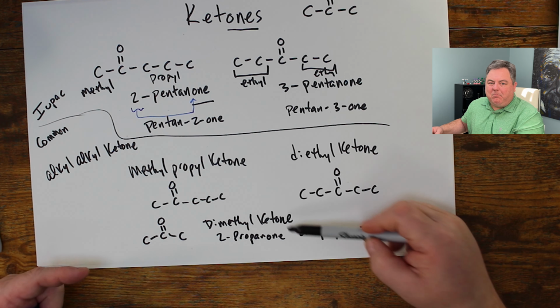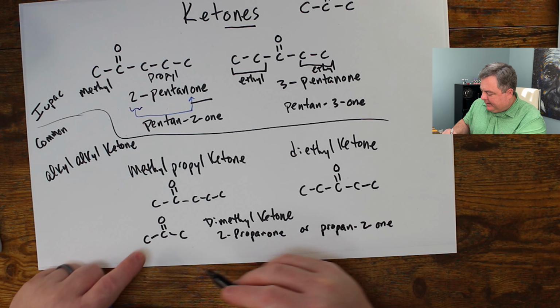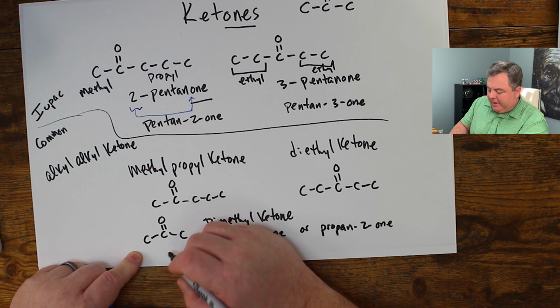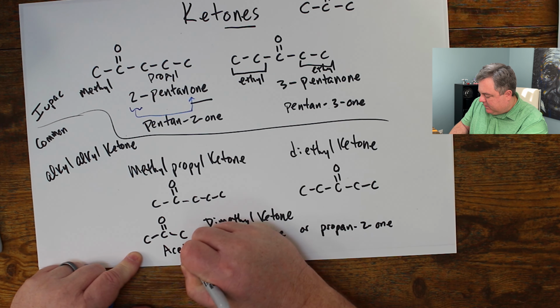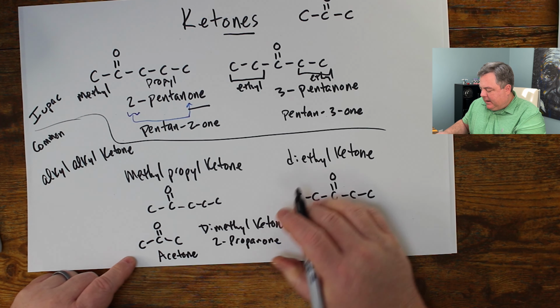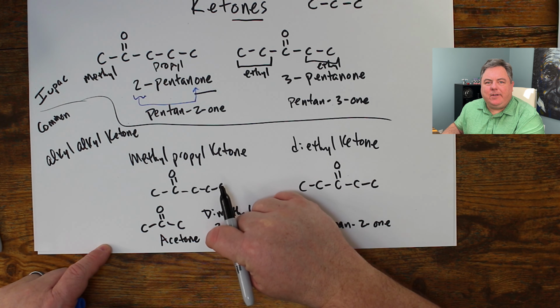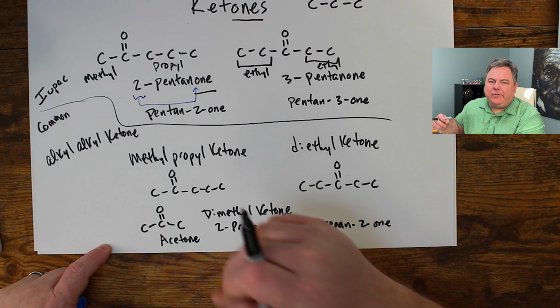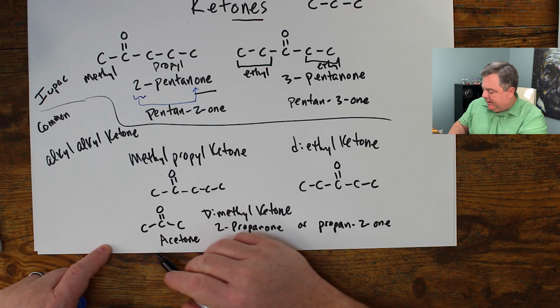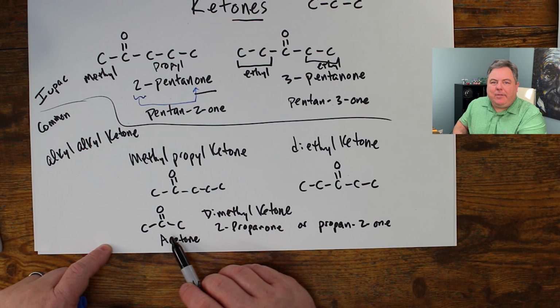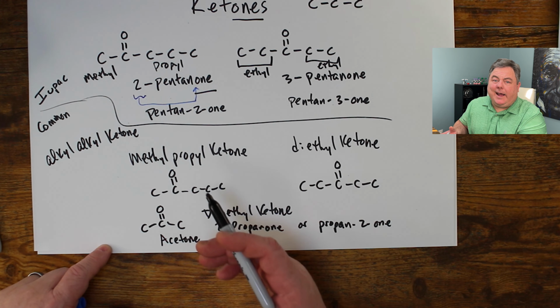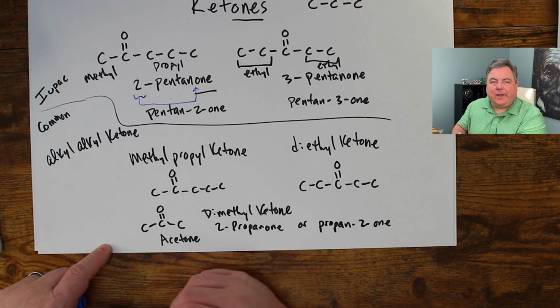Now, those are technically correct, but everybody calls this compound in the lab acetone. And that's fingernail polish remover. And it's a very, very common solvent in organic chemistry. There's bottles of it all around the organic chemistry lab. So acetone is dimethyl ketone. Actually, the simplest ketone is acetone.